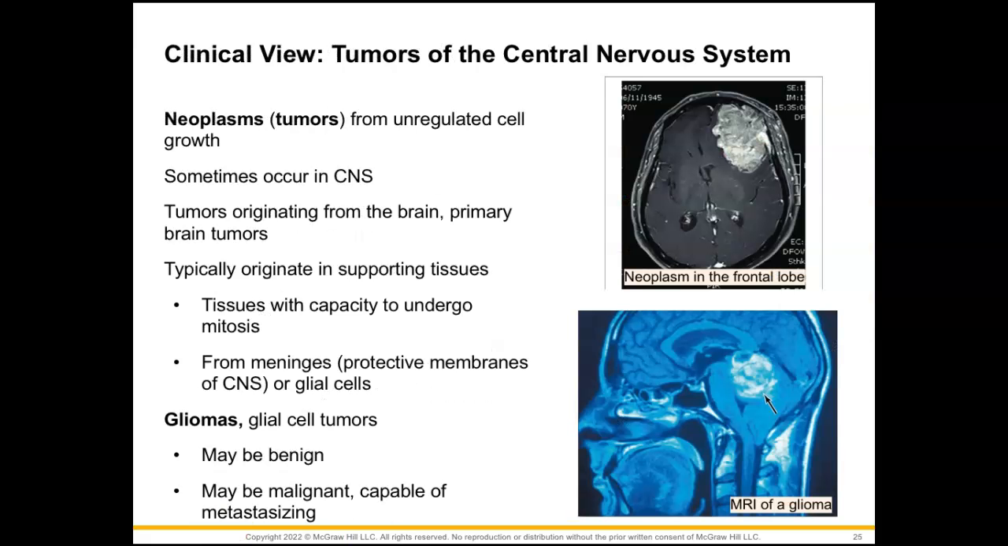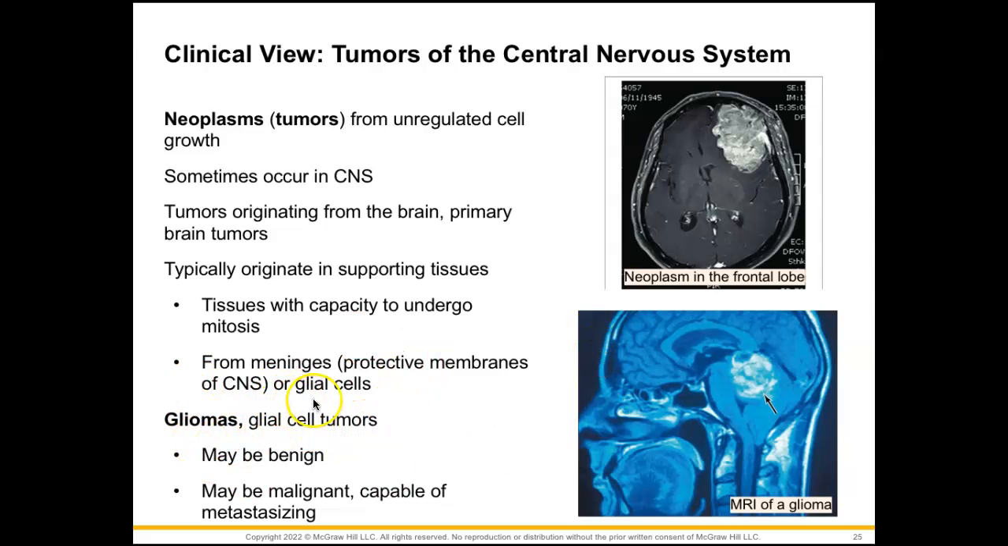And now for a clinical view on tumors of our central nervous system. When we do have a tumor, we can call this a neoplasm, and this is going to take place from unregulated cell growth. And sometimes it occurs in our central nervous system, and other times it can happen outside of that. But our tumors that are originating from the brain, or primary brain tumors, are what we call neoplasms. And typically they're going to originate from supporting tissues, so tissues that have the capacity to undergo mitosis. So that wouldn't be the neurons themselves, but can be from the meninges, which are our protective membranes of our central nervous system. And we'll discuss those later on.